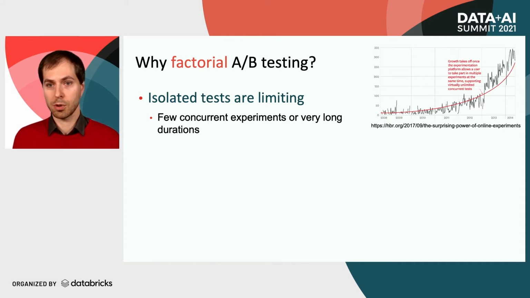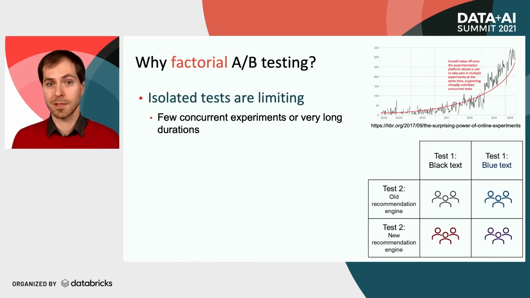In detail, it's a bit more complicated than what I will describe, but in a sense, it's this. So let's say you have two tests, test one and test two. Test one tests whether you want to display some text in original black or you want to change it to blue font. And test two tests some old current recommendation engine against a new one. And basically, you expose your users to both of these tests.